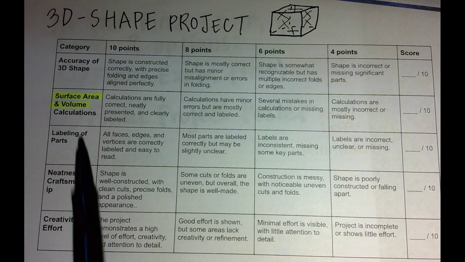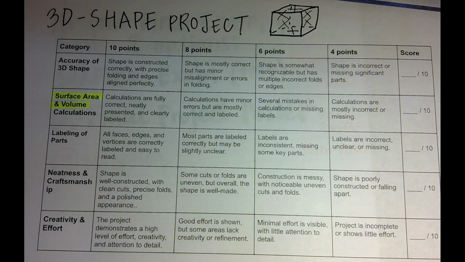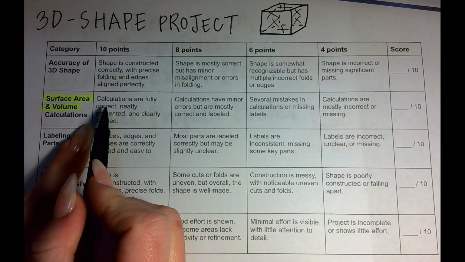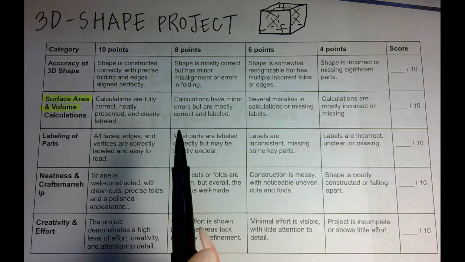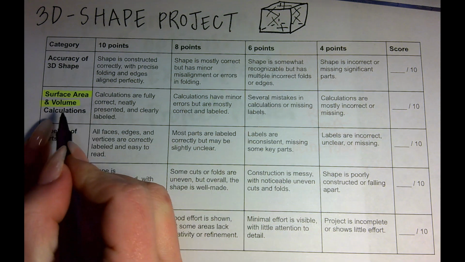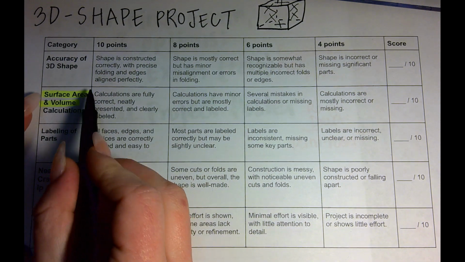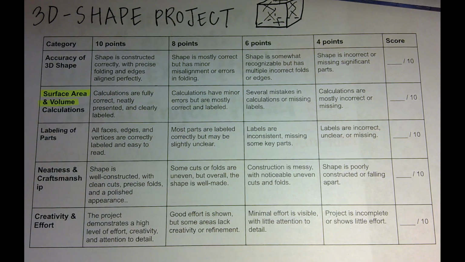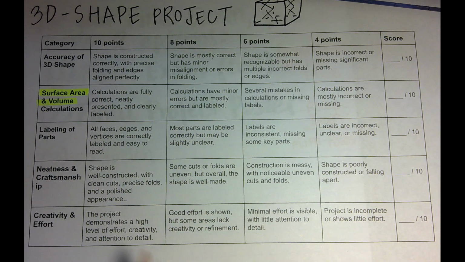We're going to get into more details about this later, but just to go over this, basically to get all 10 points, your calculations need to be correct. They need to be neatly presented, and your shape needs to be labeled in some way. How you label it is up to you, whether it be little sticks poking out of your shape with flags that explain what each part is, or a separate guide that goes with your shape. However you decide to do that, you need to have your surface area and your volume written there somewhere, showing me your calculations and all of that.